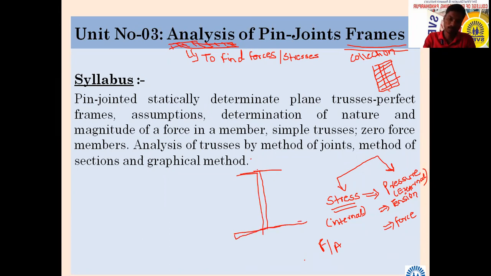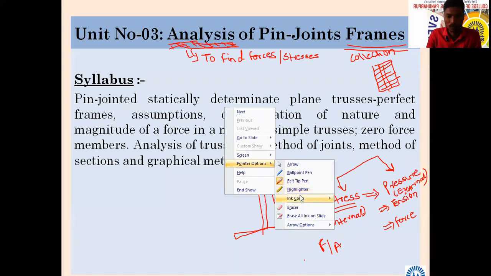What will happen then? It may bend or break, because only one member is going to take the force. Either it will bend or it will break. So distribution of force is required. It is as simple as this. So analysis means to find the forces in a pin joint frame.